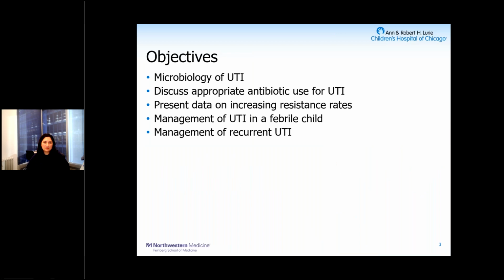The objectives of my talk: I'm going to keep everything very brief, but please feel free to reach out to me either in the question and answer session or via email later on. We're going to talk briefly about the microbiology of UTI, discuss the appropriate use of antibiotics during management of UTI, talk about some of the data that my research team has pulled about the increasing resistance rates in children in Chicago, and look at the management of UTI in a febrile child, and then also management of recurrent UTI.